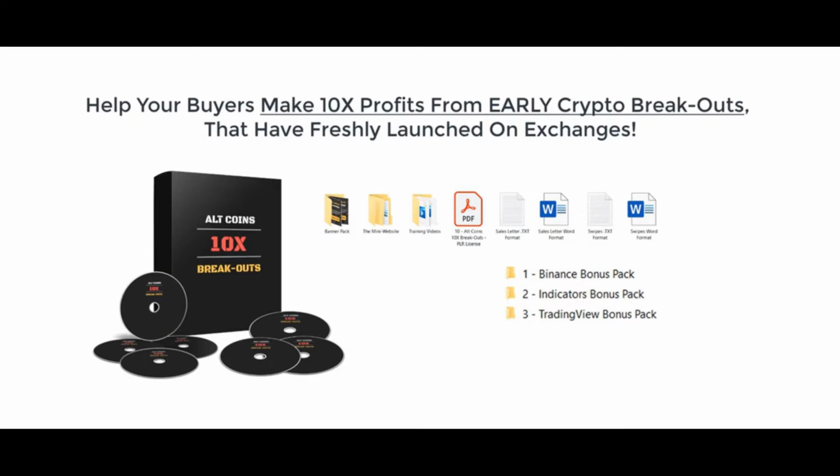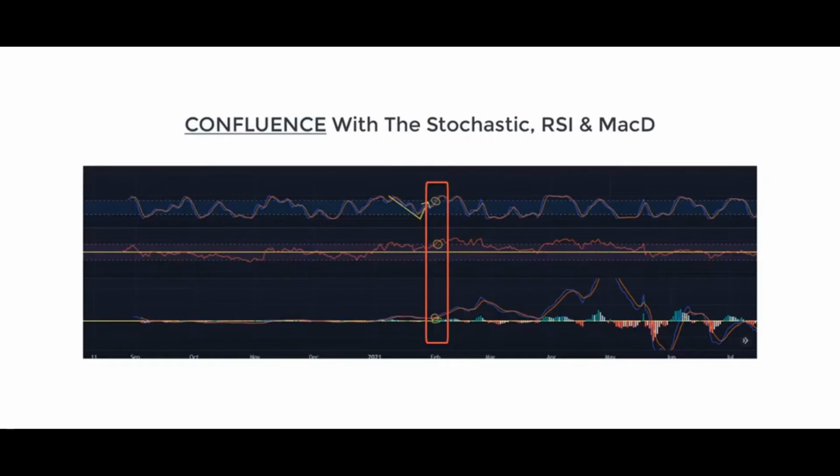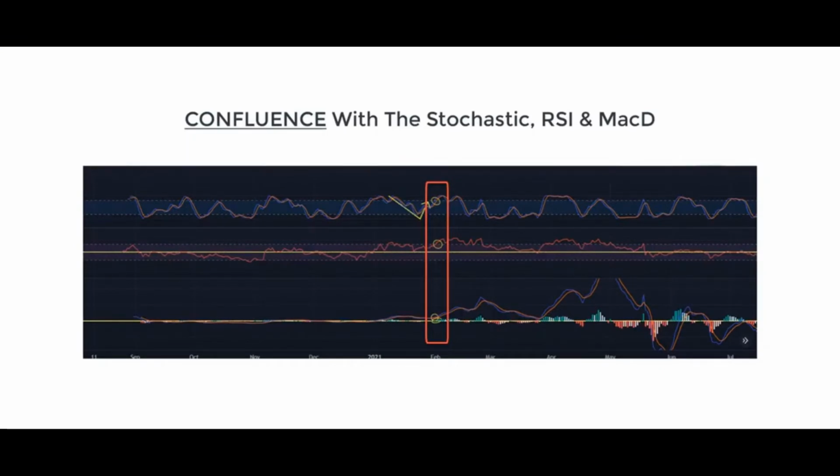It's called Altcoins 10x Breakouts. It's my latest crypto profit method. Now the reason I created this training is to help beginners identify breakouts from new crypto coins. And as a result, when you catch early breakouts, this is when people make 10x profits and more. I'll be teaching your audience about confluence between stochastic RSI and the MACD for better decision taking. This will allow your audience to buy coins at the right time, right before they break out.